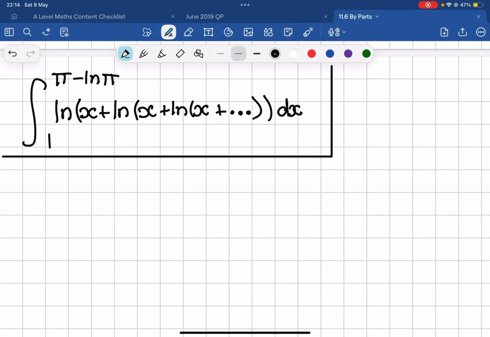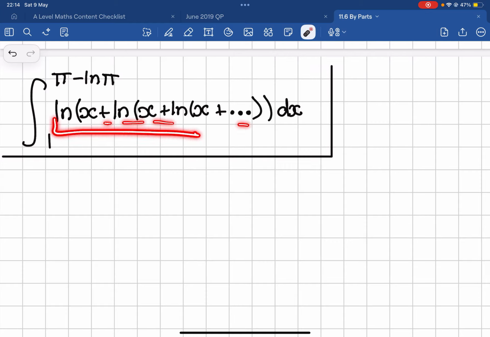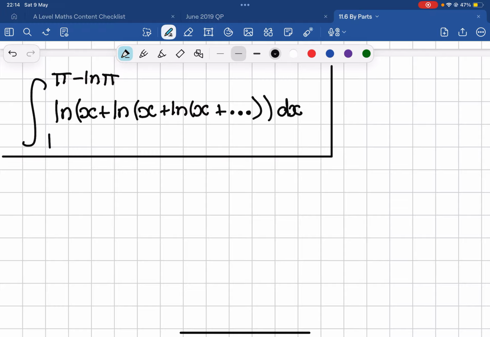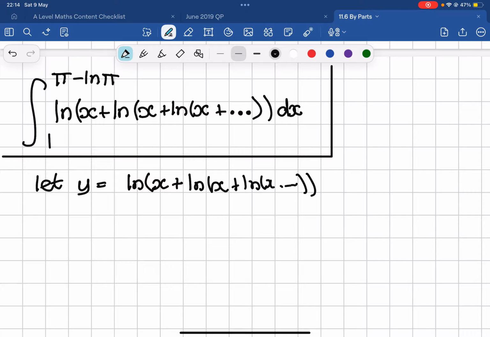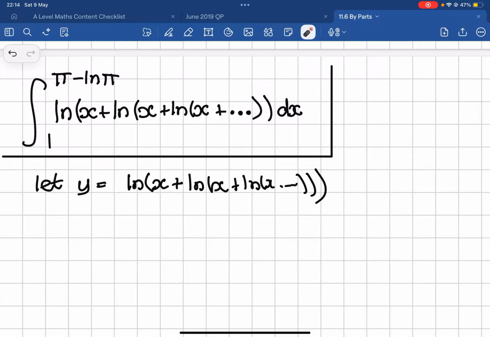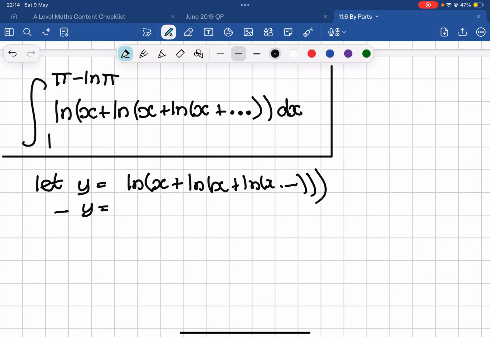So the first thing to know is that we've got ln x plus a whole ln here, then we have ln x plus a whole ln there, and so on and so forth. Now we can say let y equal ln x plus ln x plus ln x, close bracket, another close bracket. Now notice how this part here is also y, so this implies y equals ln x plus y.